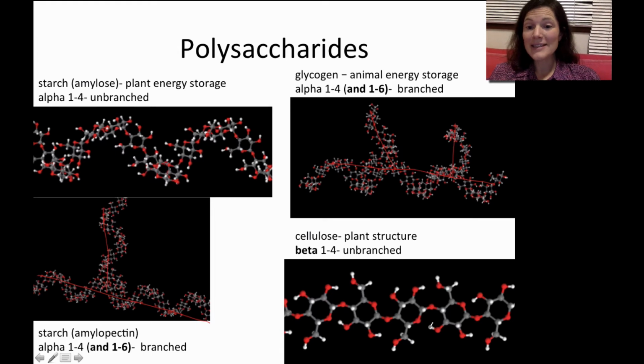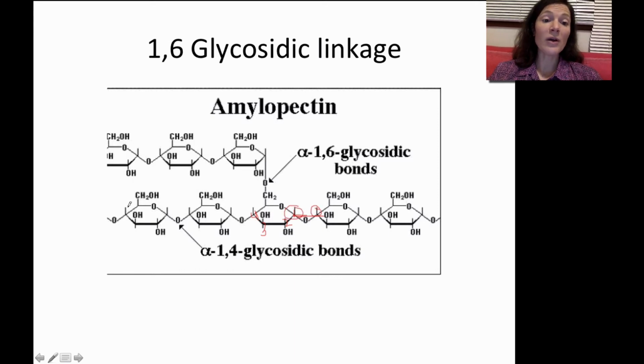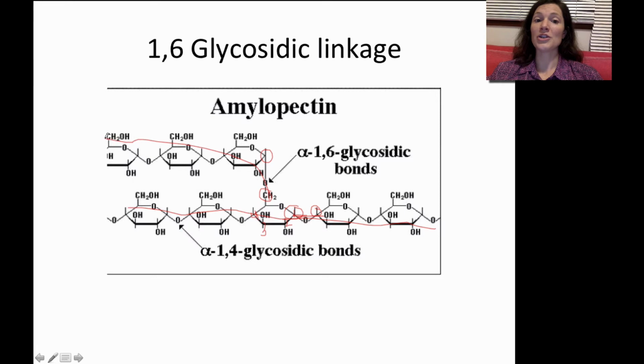1,4 linkage, you can probably see it the best in cellulose. Somebody was asking about this. In terms of labeling the carbons, this is the number 1 carbon, number 2 carbon, number 3 carbon, number 4. And so that 1,4 linkage is between the 1 of one molecule and the 4 of another. If you can only make 1,4 linkages, you're going to have a straight molecule. If you can make a linkage between carbon 6 and carbon 1, then you can have a branch.